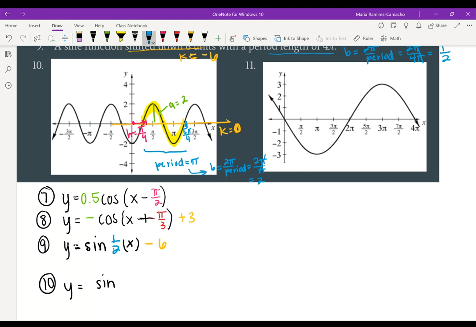So my equation using sine as reference would be y equals 2 times sine of 2 (x minus pi over 4). And then k is 0. We don't really need to add plus 0 at the end, so this is good.